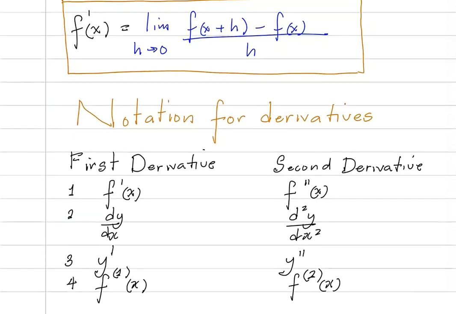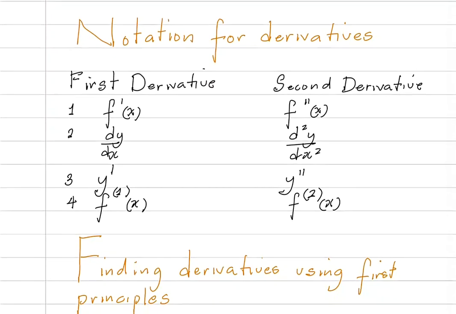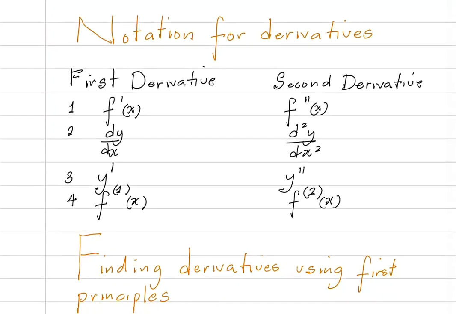Notation for derivative. For the first derivative, the notation is f prime of x, dy by dx, y prime, or y superscript 1 in brackets of x. For the second derivative, the notations are f double prime of x, d2y by dx squared, y double prime, and f superscript 2 of x.